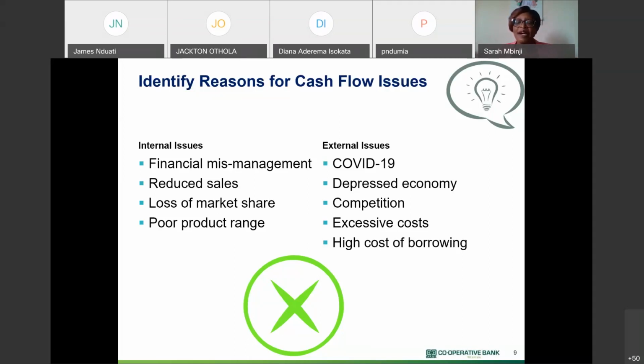Then there are some external factors like the COVID-19 crisis, lockdown. Lockdown means lockdown, and it has its many implications. Depressed economy, competition, excessive costs, high cost of borrowing. I always hear people saying, banks, the rates are so expensive, but you're the same guys who go to the Shylock. So you need to really question your rationale. And at the end of the day, when you do your research from whichever parameters you use, you come to realize that the bank is not as expensive as you think. And some of us can attest to that.